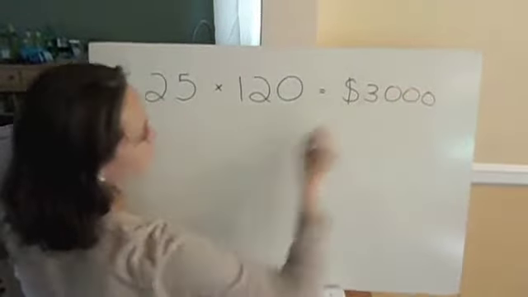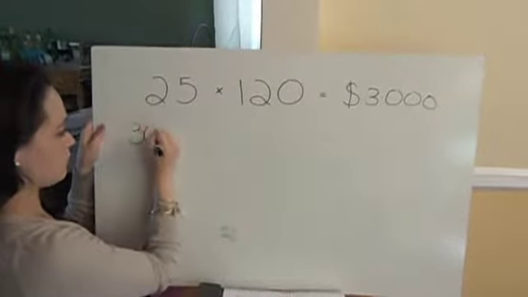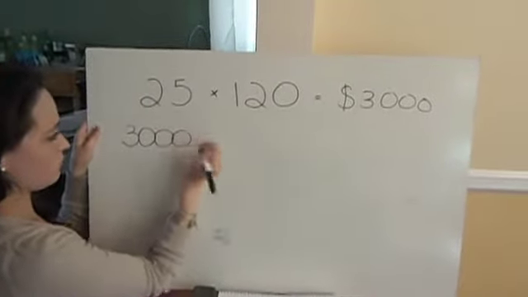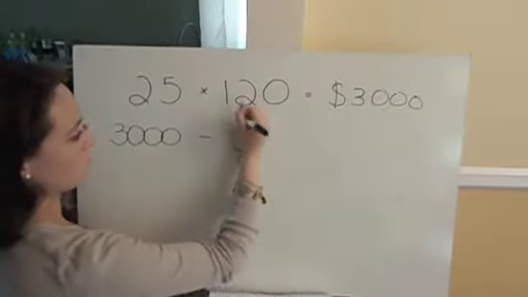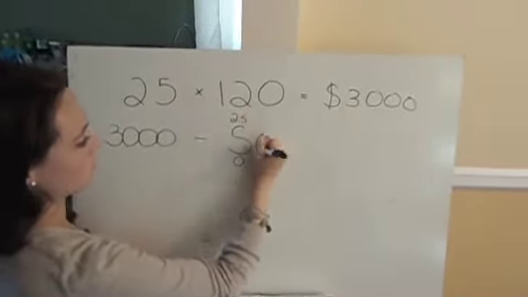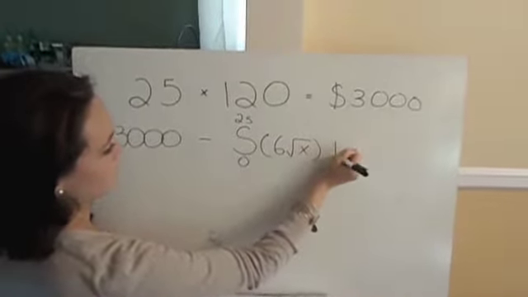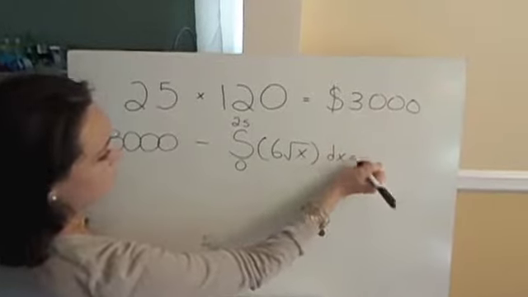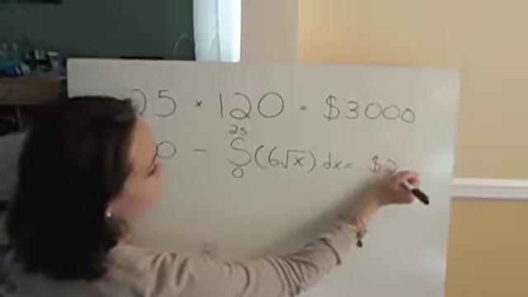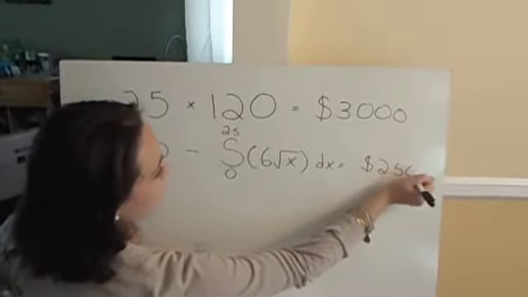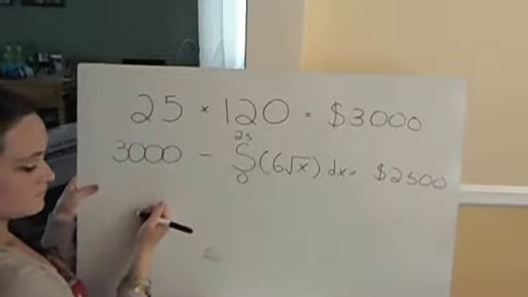Now since we're finding the total profit here, you have to subtract from $3,000 how much it costs to produce the 25-meter cable. In order to figure that out, you have to solve the integral from 0 to 25 of 6 times the square root of x, because that is how much it costs to produce a portion of cable that is x meters from the beginning of the cable. Then you solve it in your TI-89 or TI-84 calculator, and you get a cost of $2,500.